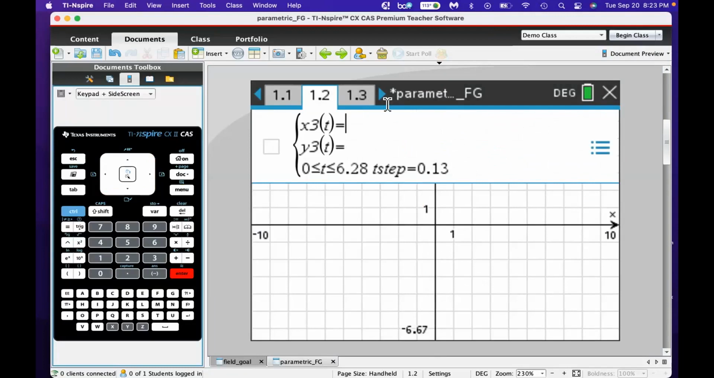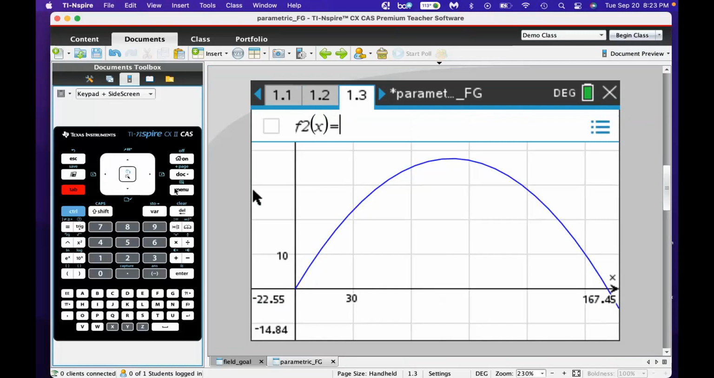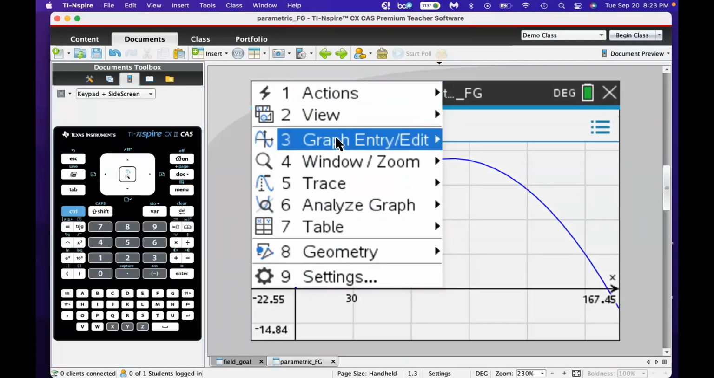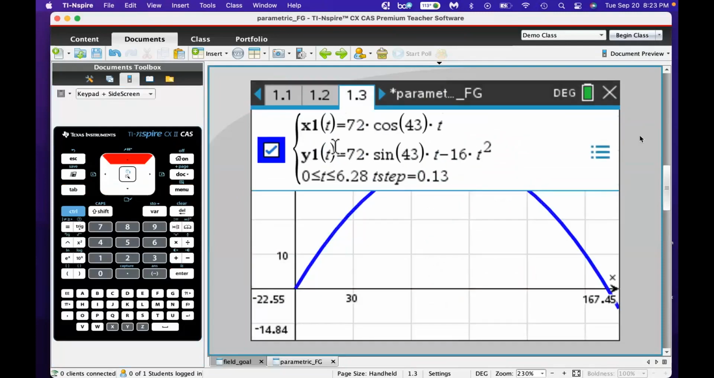Having done that, I had already pre-entered this particular parametric equation. If we take a look at it, I'll change it to parametric. There it is. Here, these are the equations for the various components of the flight of the ball. Cosine of 43, that's degrees, we're kicking it at a 43-degree angle. 72 is going to be your feet per second as far as it's going to be traveling.